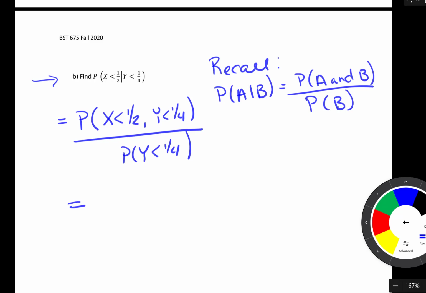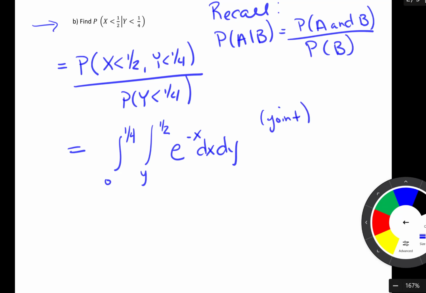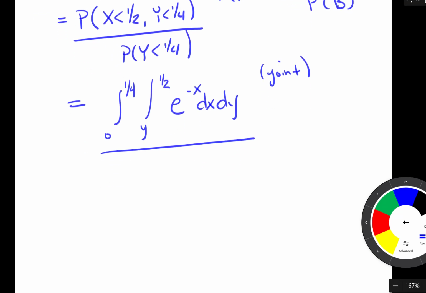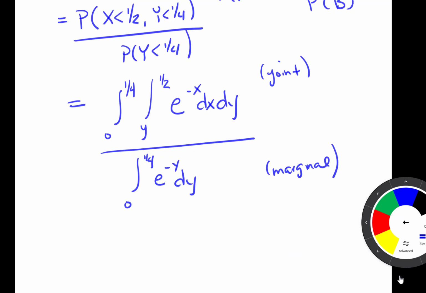So we can use the joint distribution to find the numerator and the marginal distribution to find the denominator. Looking at our numerator, we'll have the following. Again, notice this is coming from the joint distribution. Then in the denominator, if we look at the marginal of y, we would have the following. From here, we could perform that integration to find the actual values.